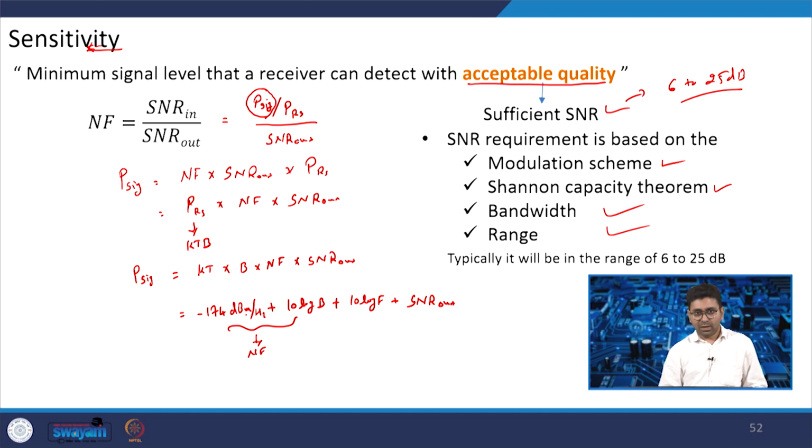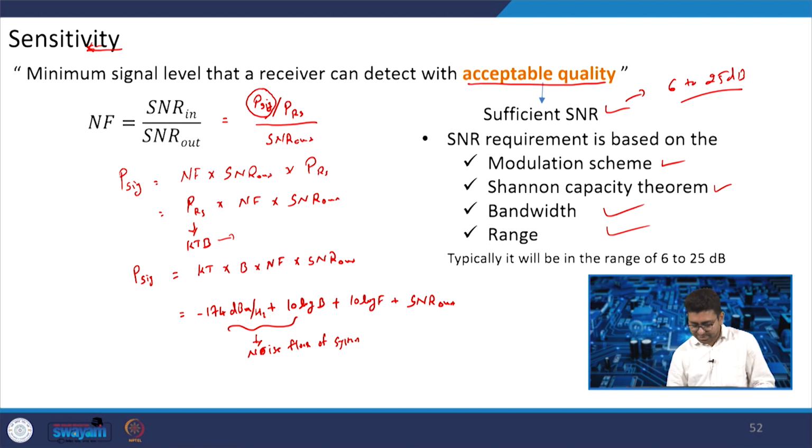So if you just multiply the kTB, this kTB is nothing but a thermal noise power, and that is also defined as the noise floor of the system. So instead of NF I will mention noise floor of system, and then you have a noise figure and output SNR requirement is added. So this is what sensitivity means, and if we take one example, it will help us to understand.